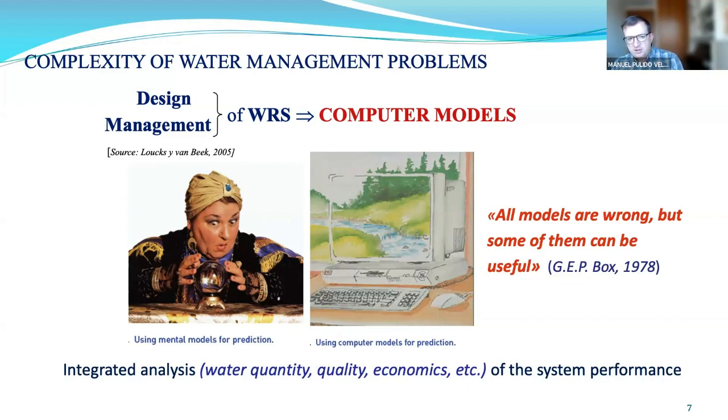So in order to take the best possible decisions for the design, or the planning phase, or for the management operation of water resources systems, we need to resort to computer models, because computer models will help us to do an integrated analysis of the system performance and be able to predict the impact of different alternatives in the different objectives that we are considering.